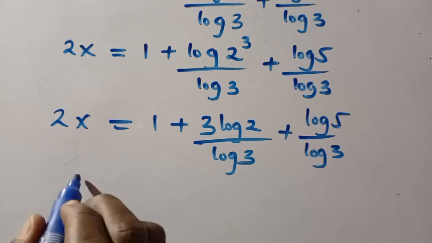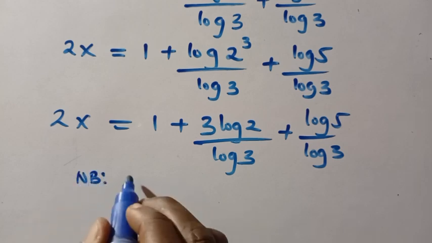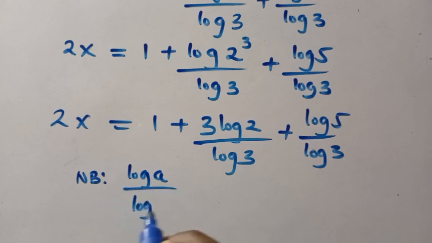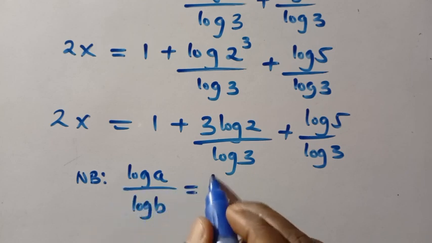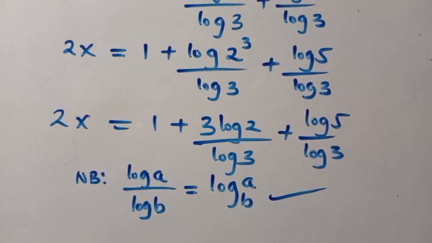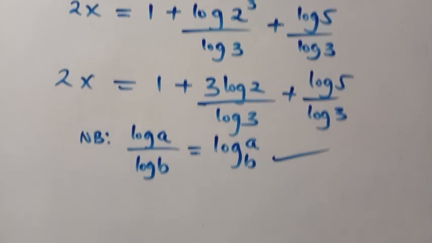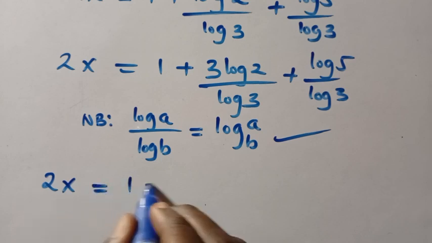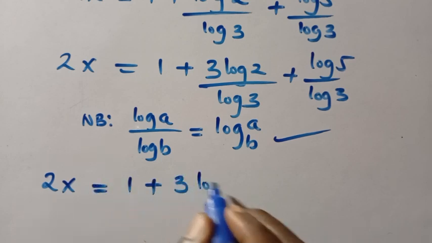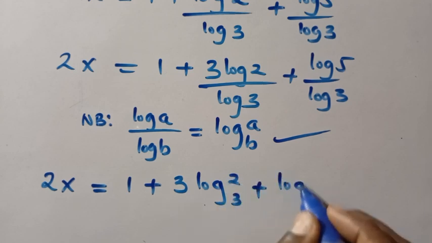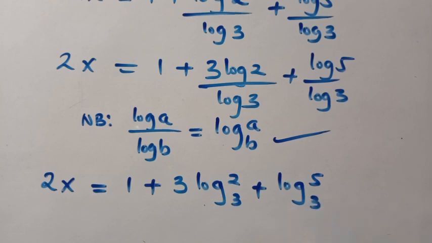So let's try to note that, let's say we have log A divided by log B. This is the same thing as log A base B. So we have to consider this and apply it above. When we apply this, we have 2x equals 1 plus 3 log 2 base 3 plus log 5 base 3.